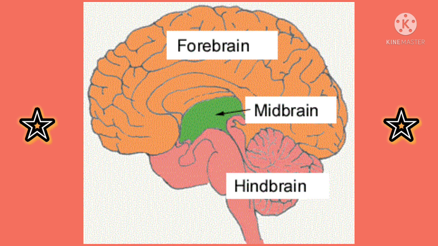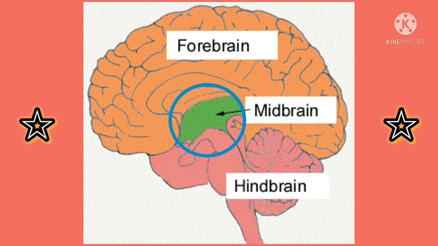What are the structures involved in the protection of the brain? Good. Outer dura mater, middle arachnoid membrane, inner pia mater. Clear? Okay. Today we will see the continuation of the brain.